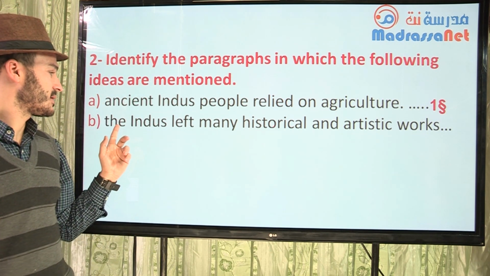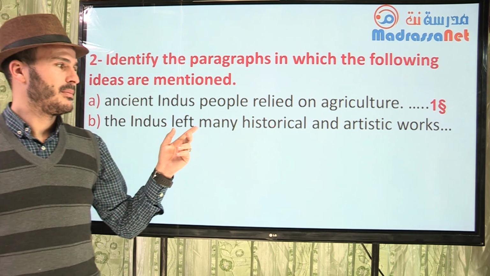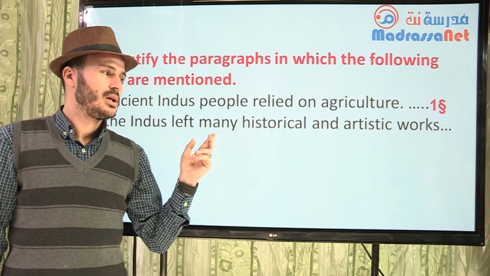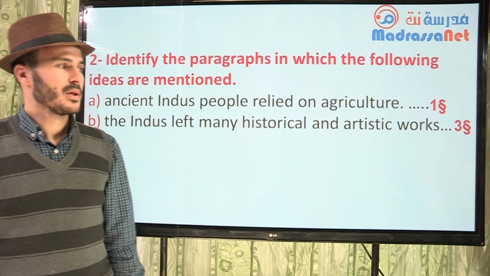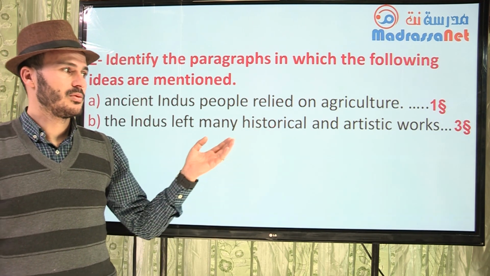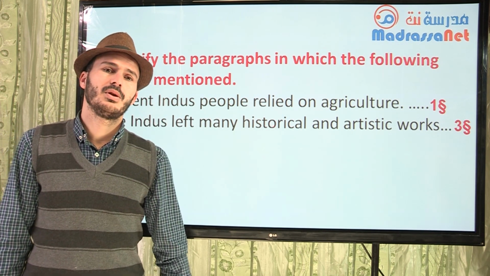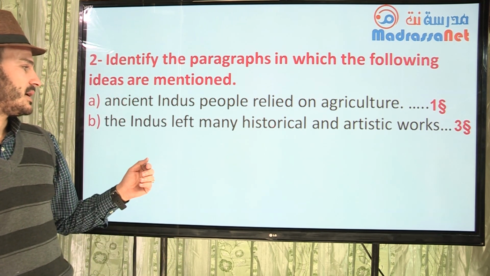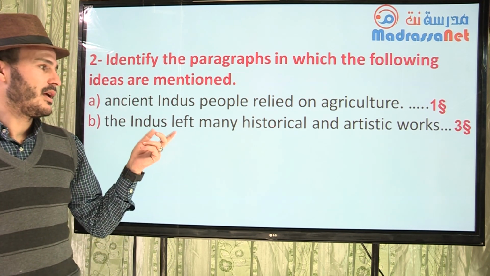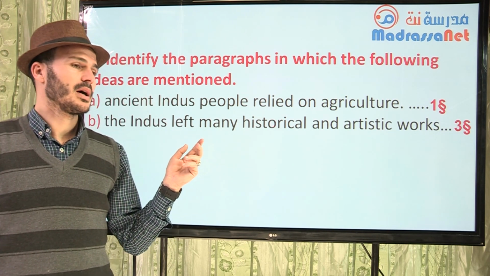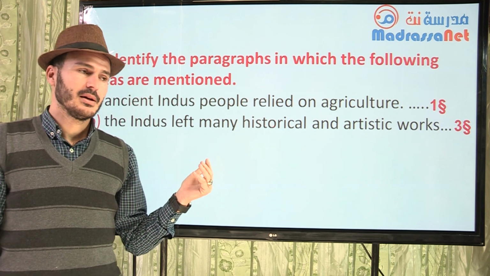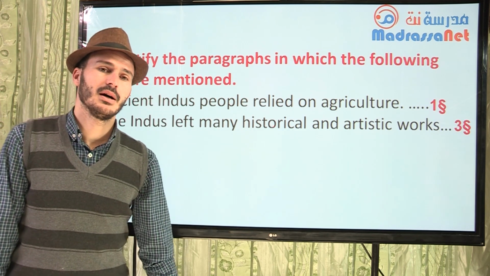Among the ones between our hands, the Indus left many historical and artistic works. You will find this idea in paragraph 3 in the text between your hands. So the second idea is in the third paragraph. Go to the text and you will find it. It means that the Indus, the people of the Indian civilization, left many historical and artistic works.